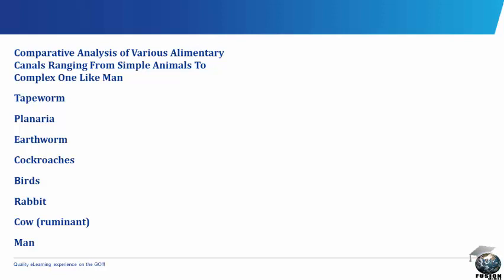The duodenum. The duodenum, which is another alimentary canal of man, here chyme flows through the pyloric sphincter into the duodenum. Bile duct transports bile from the gallbladder into the duodenum. The duodenum also receives pancreatic juice from the pancreas through the pancreatic duct.